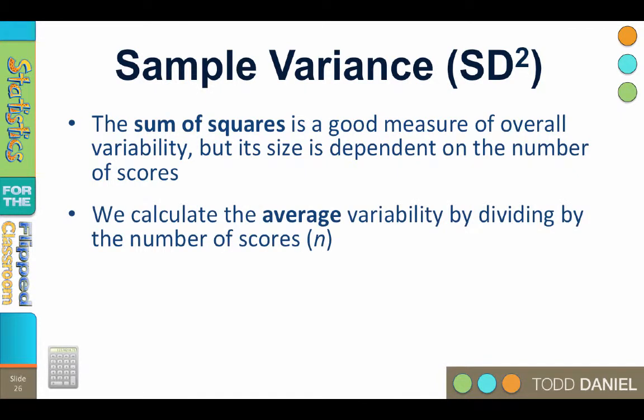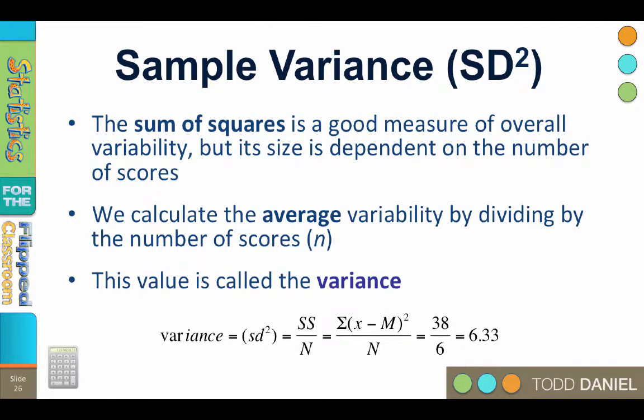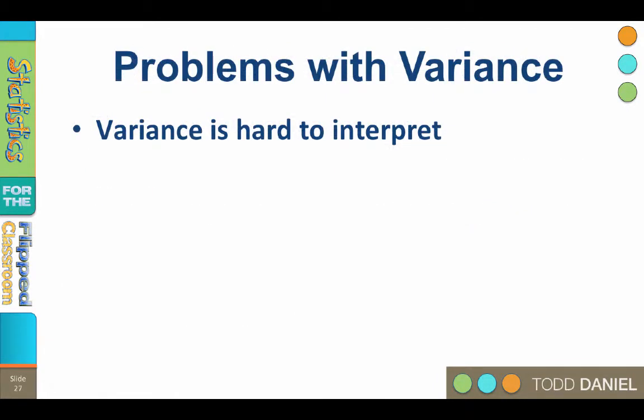Therefore, we should standardize this measure and calculate the average variability by dividing the sum of squares by the number of scores, or n. This average sum of squares value is called the variance. Variance is sometimes abbreviated as VAR, but more commonly as SD squared, for reasons that will become apparent in a moment when we talk about the standard deviation.